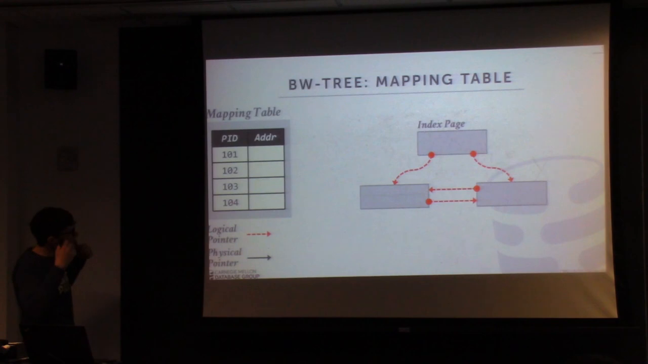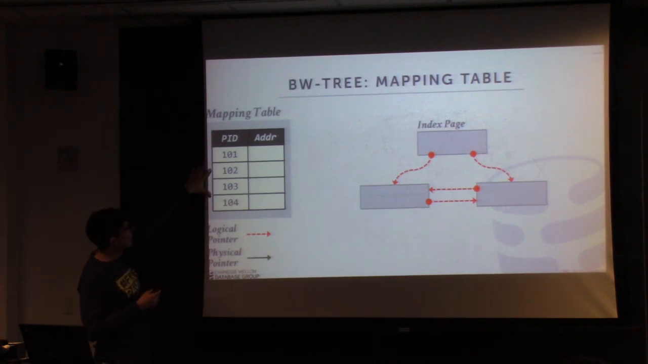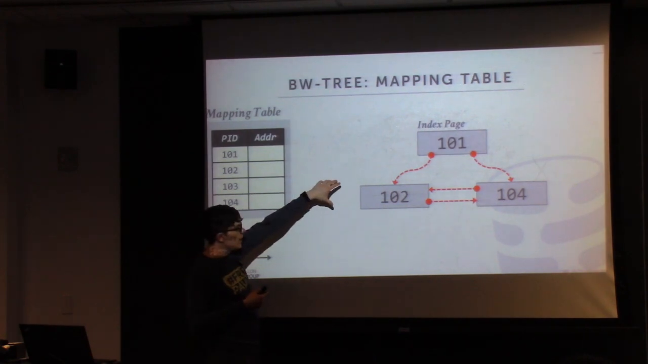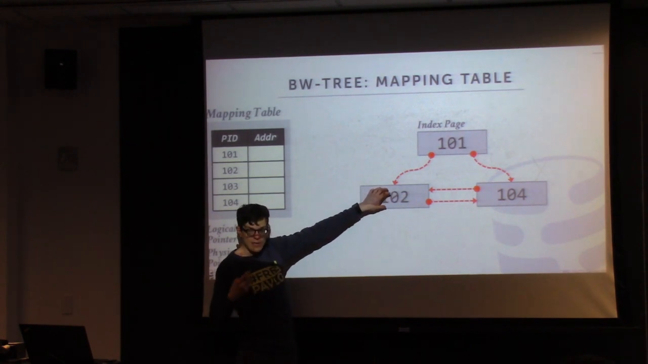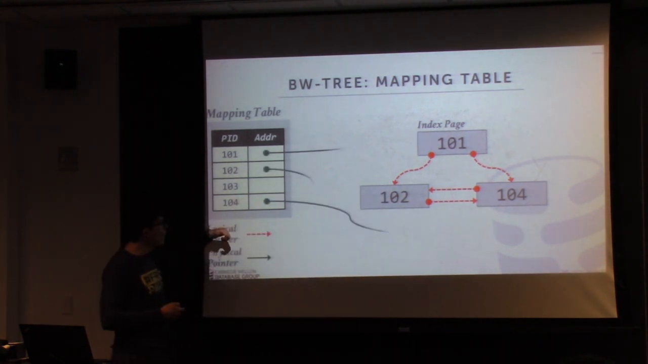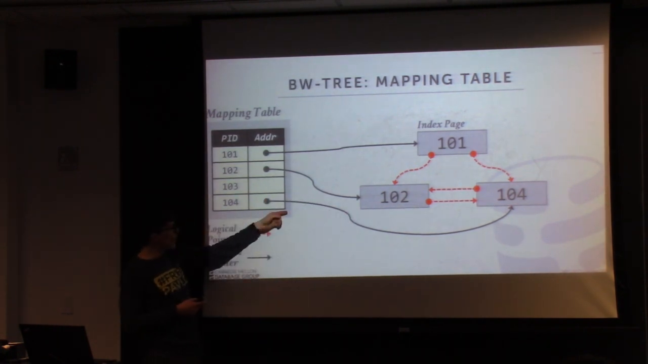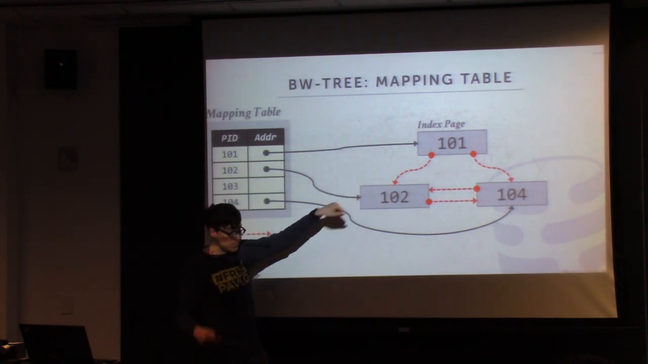For this, let's do a really simple example of a three-node, two-level BW tree. The first thing I'll point out is this auxiliary data structure, the mapping table, on the side, which is a mapping from page IDs to physical addresses. Every index page, and I'll use page and node interchangeably, but it's the same thing, will be assigned a unique identifier. Then in the mapping table, we'll have physical pointers to where they exist in memory. In this diagram, the solid lines are a physical pointer to a physical memory location, and the red dotted lines are a logical pointer.